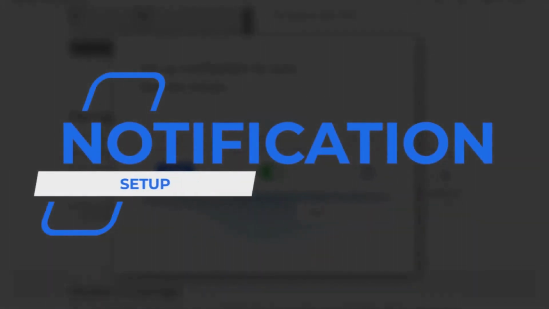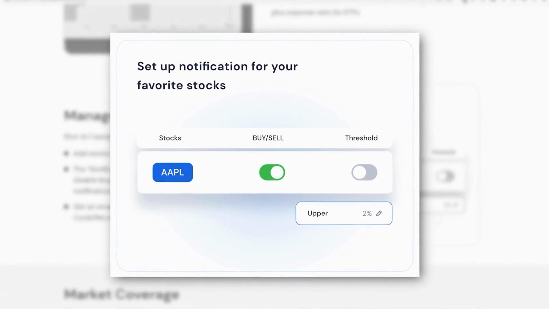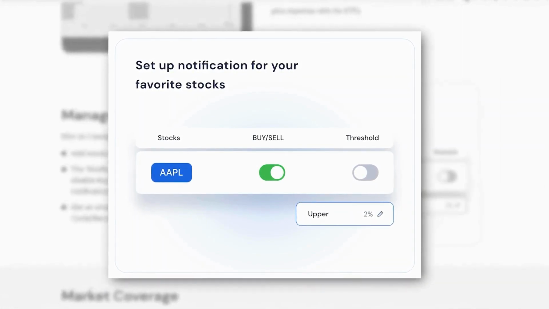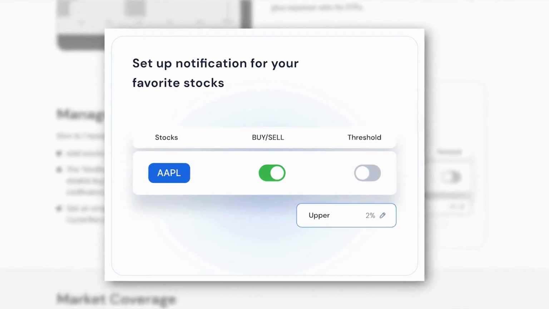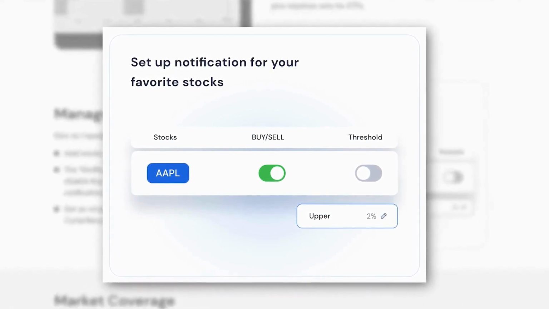So let OVTLYR do the work for you and let us send you the notifications when you receive a buy or sell signal. Just add the stock or ETF to your favorites, and then the notifications management page lets you enable or disable buy or sell functions, down cycle recovery indicators, and even more. And you get an email alert as soon as one of these is triggered.